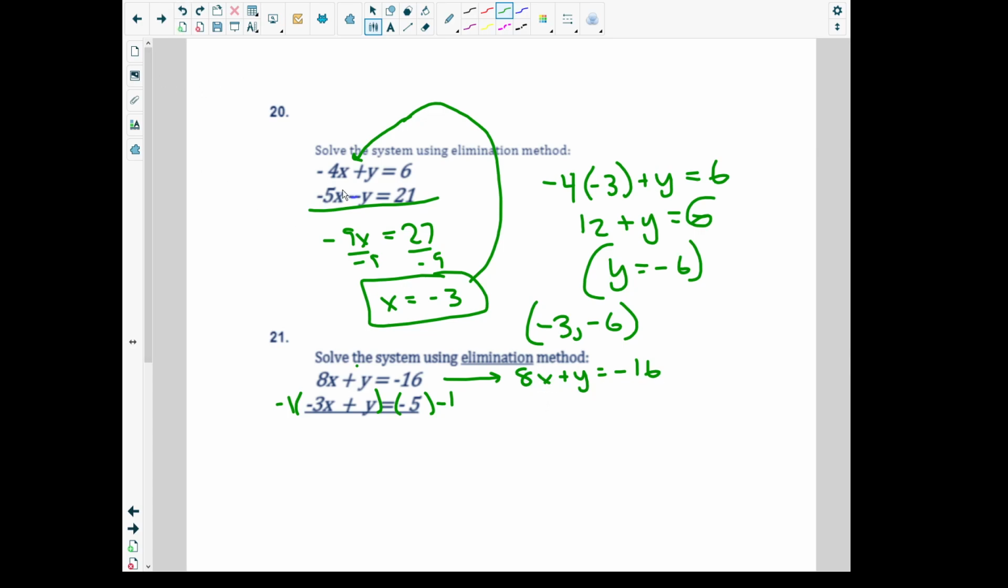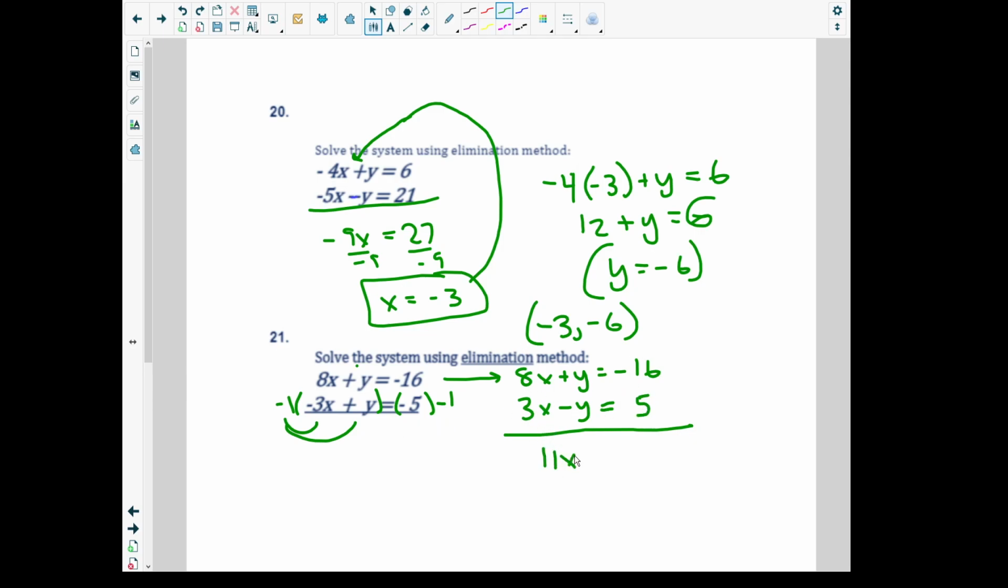I just rewrote the first equation. Now the second equation, we have to multiply by negative 1. I'm going to distribute that. Be careful. So I'm going to get 3x minus y. That's really important because now I have opposites right here, and then equals 5. Negative times negative is positive. Now we add them up.